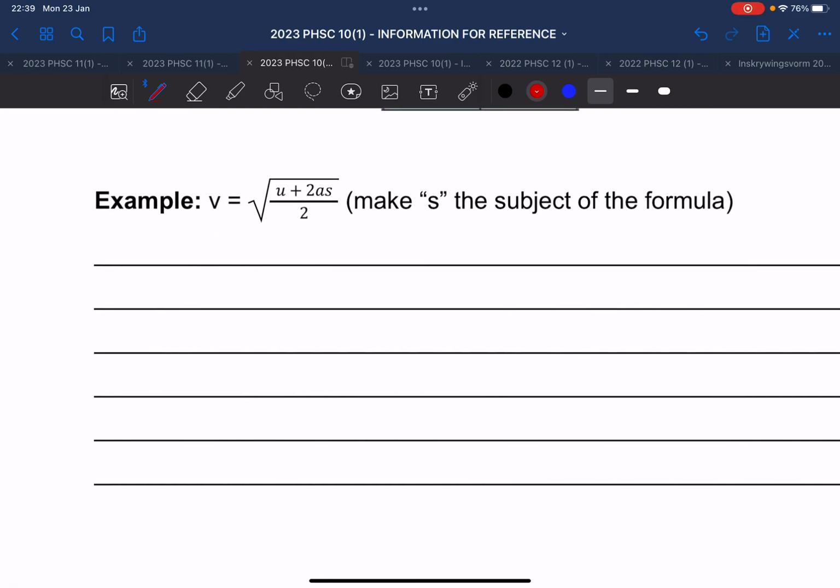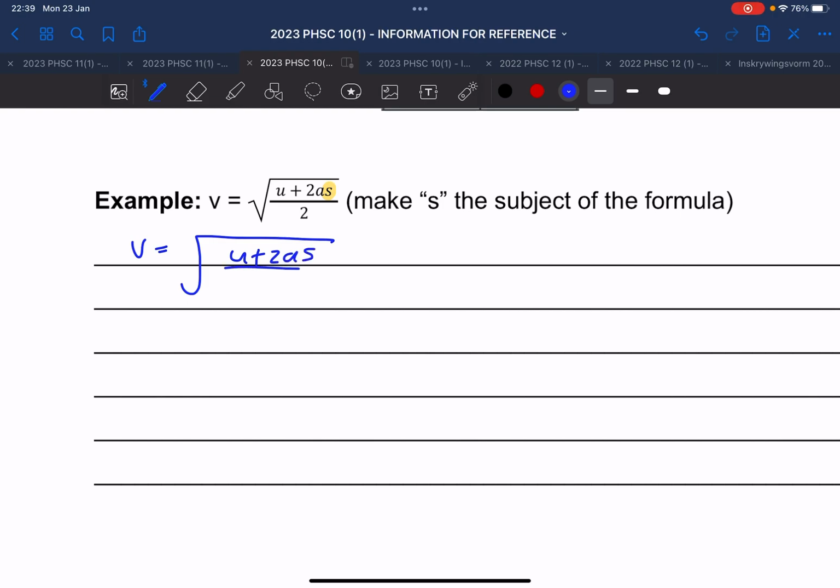Here I give you a formula and I say make S the subject of the formula. Now S is tucked away in there and there's a lot of things happening around S. So we can't just say S is equal to blah blah blah. We must first get rid of everything around S first. Okay, so let's see if we can do that. The first thing I see that's a problem is this square root. How do we get rid of a square root? What is the inverse or the opposite of a square root? Is when you square.